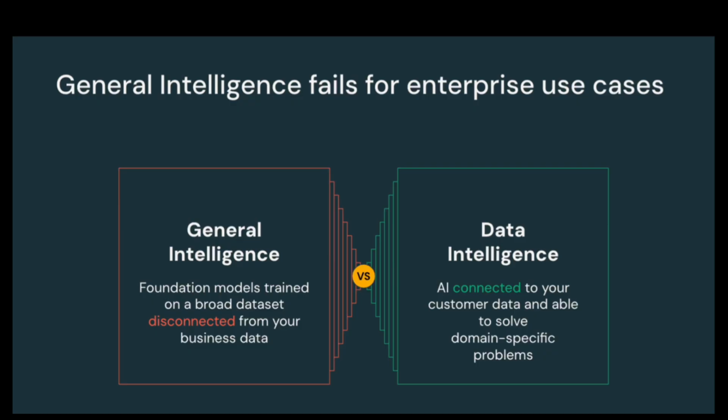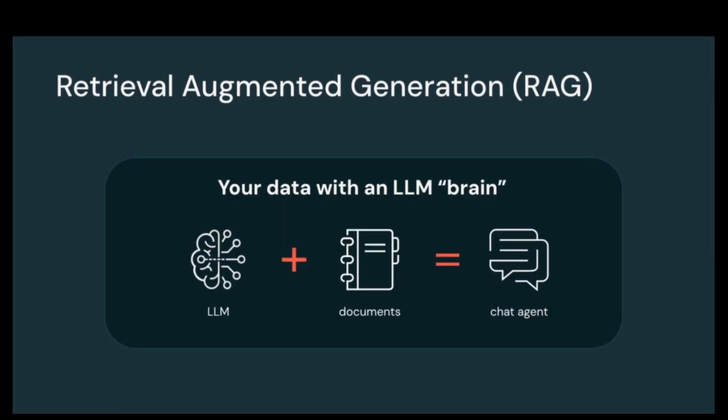Databricks specializes in data intelligence, which is different than general intelligence. It means connecting AI to your enterprise data to provide contextual reasoning and solve domain-specific problems. A basic but effective method for doing this is retrieval augmented generation, which is a type of agent where you expose an LLM to your data and provides you with an interactive natural language experience.